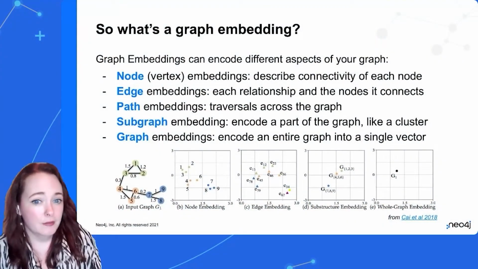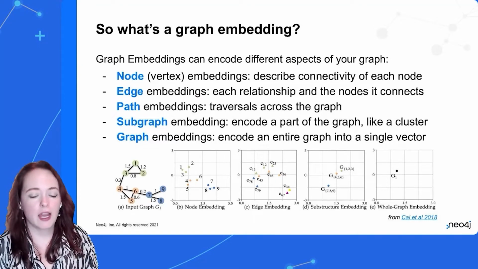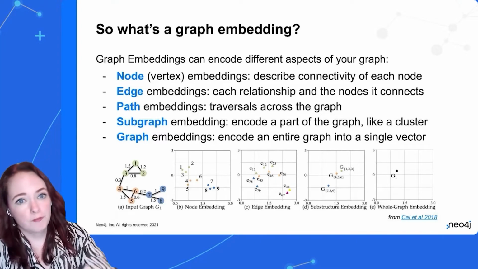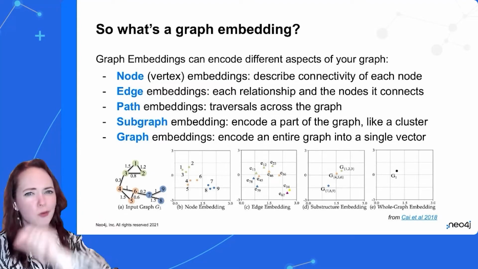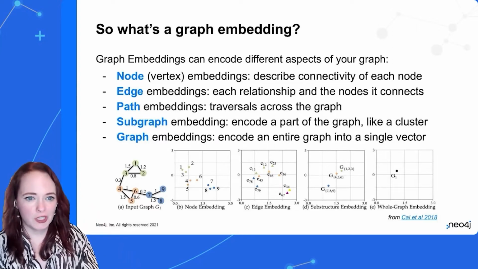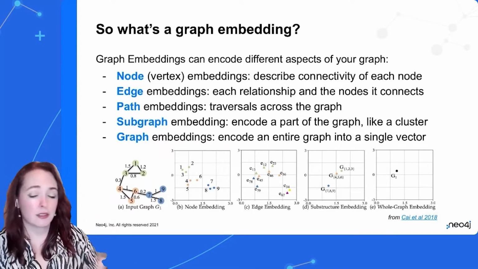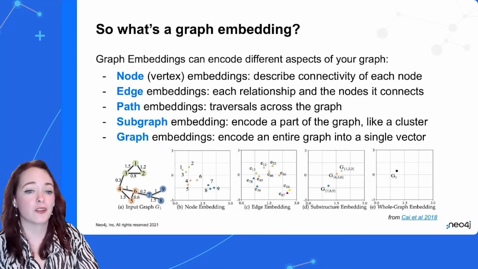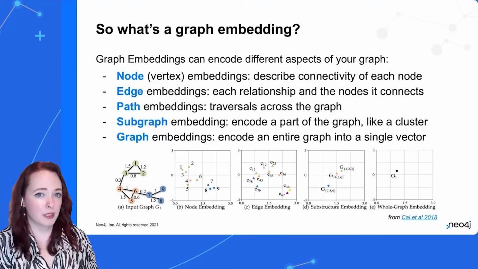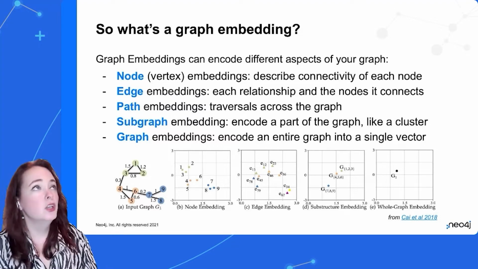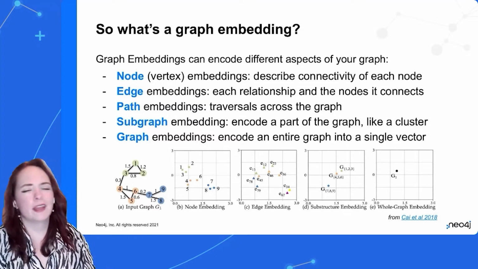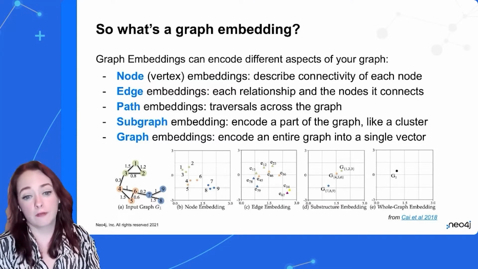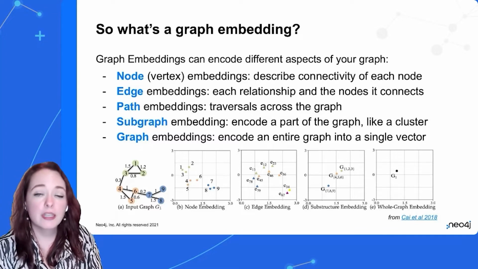So a graph embedding can represent different aspects of my graph, right? I can have a node embedding, which is kind of what we do in Neo4j. This describes each node. Each node gets a bunch of numbers. Each node gets a portrait of itself that can be used for machine learning. Other types of embeddings that exist in the world are edge embeddings or relationship embeddings, where you're creating a representation of every connection. You can have path embeddings that represent traversals through your graph. You can have subgraph embeddings, where instead of describing every node, maybe I have some numbers that describe every community. Or I could have a full graph embedding that encodes my entire graph into a single vector.